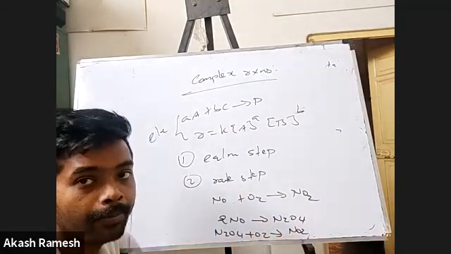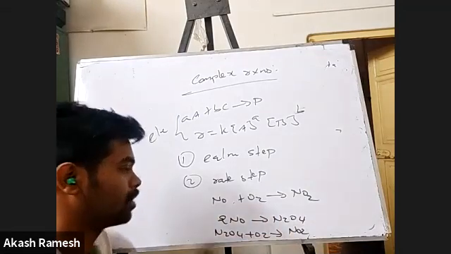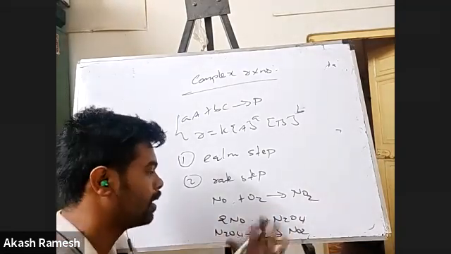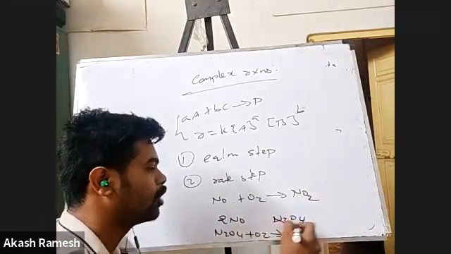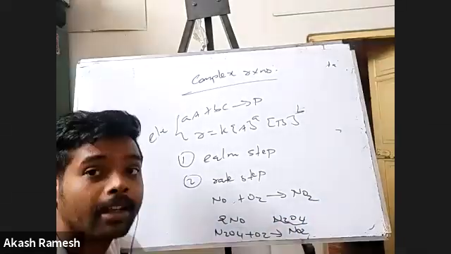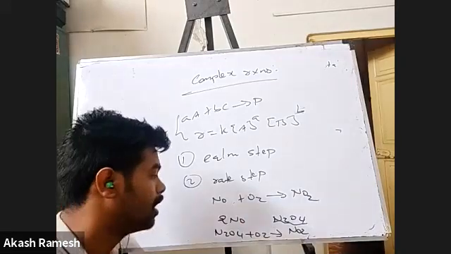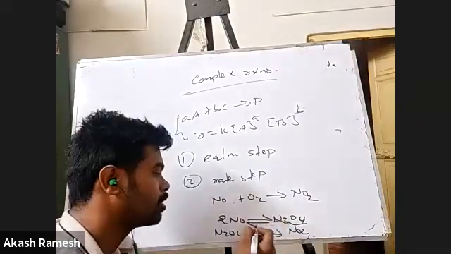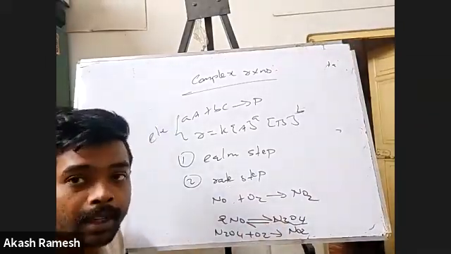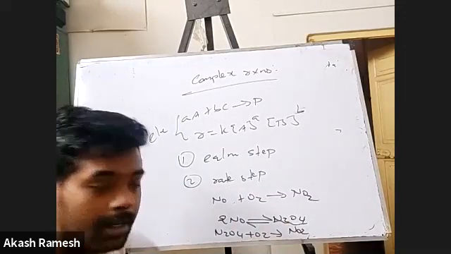Okay, fine. Right. So if you look at this, remember, whatever the N2O4 which I wrote here is an intermediate. Okay, this N2O4 is an intermediate. So generally the first step will always be an equilibrium step.